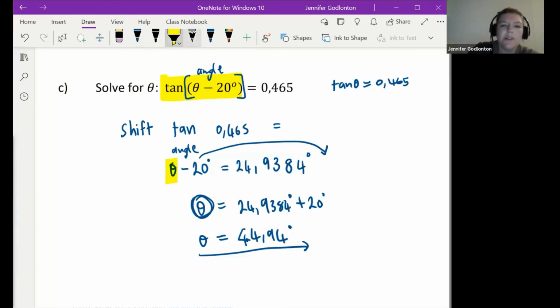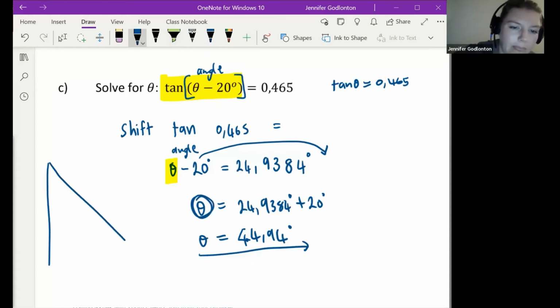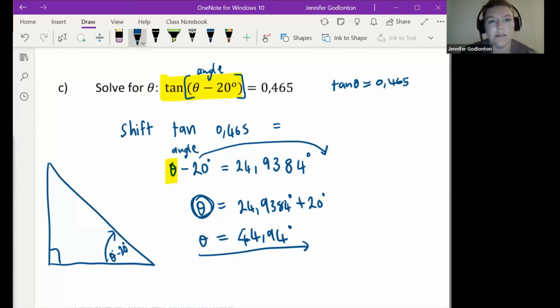Okay, so when we put this into our calculator, when we say shift tan, hold on, let me draw you a little triangle. Imagine that this angle over here is not theta. Imagine that that angle is theta minus 20 degrees. That's what that angle is. If I was working through this in the normal trig ways, instead of just writing theta, I would have to write theta minus 20. So this whole angle here is theta minus 20. That's why it's in brackets.